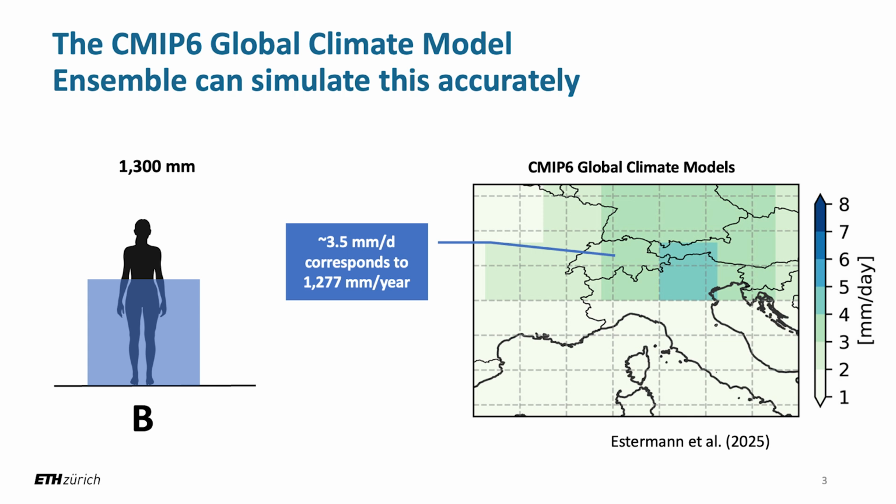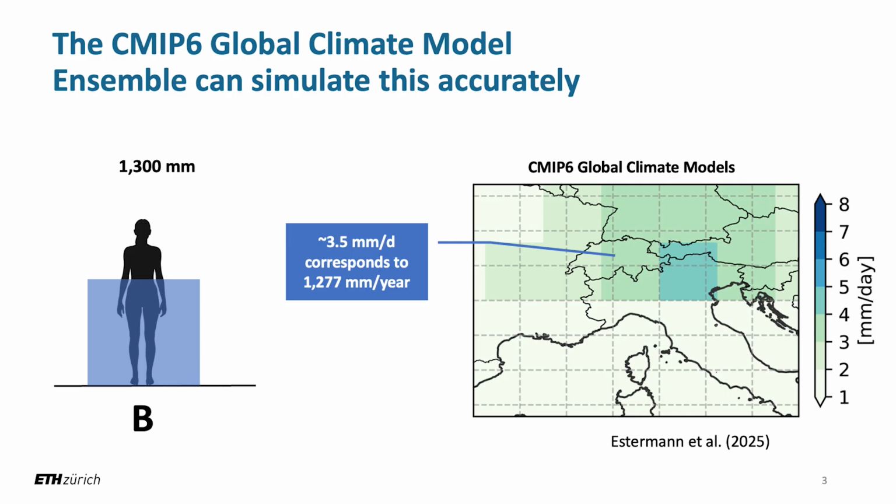There's a nice paper where I got this graphic from, Esteban et al. 2025. And you can see, on average, this multi-model mean of CMIP models gets 3.5 millimeters per day, which is approximately 1.3 meters a year, which is nice. But the question is, it's an odd number because it really doesn't represent precipitation well in Switzerland.